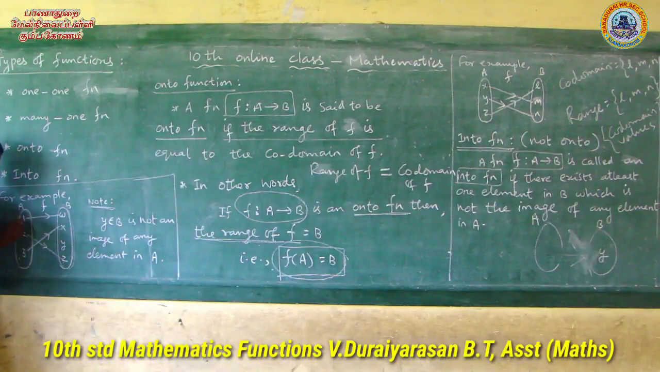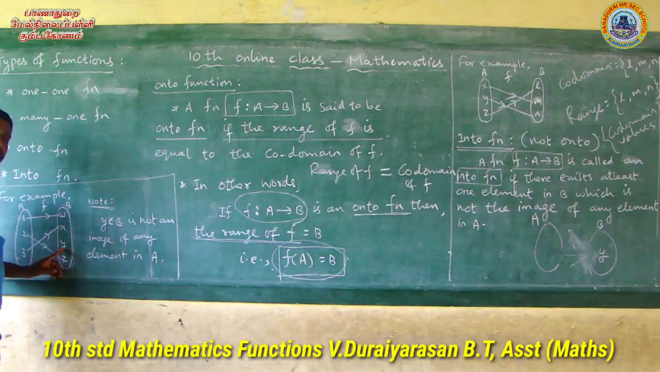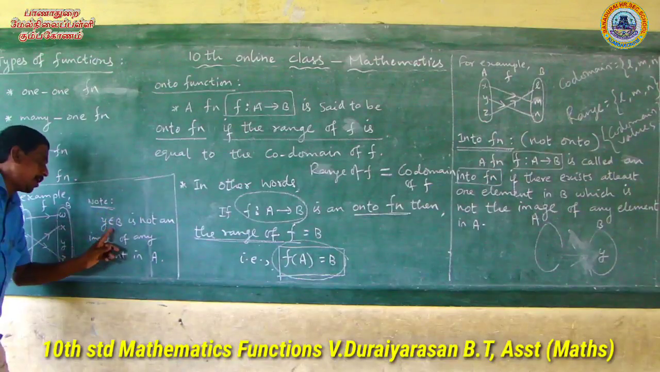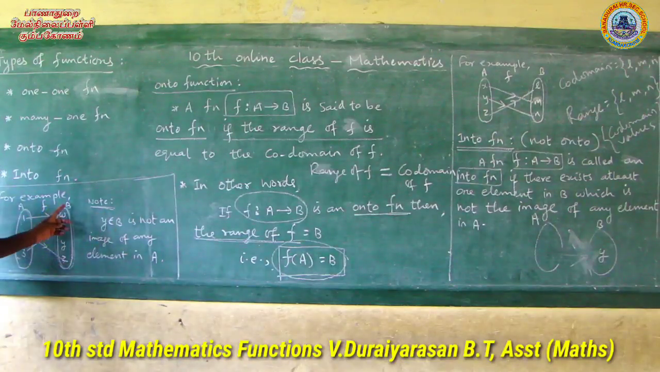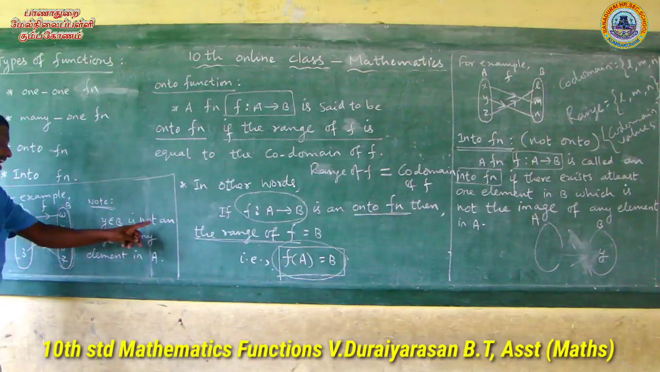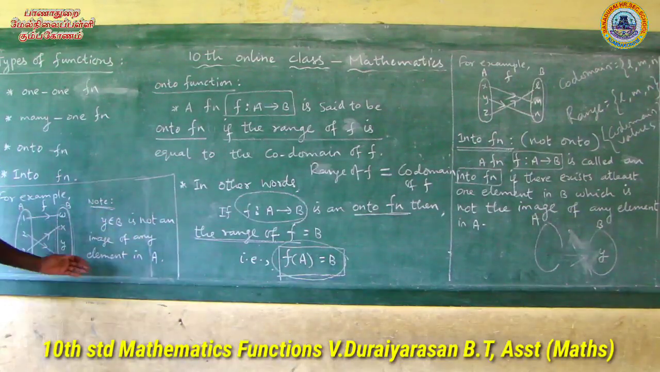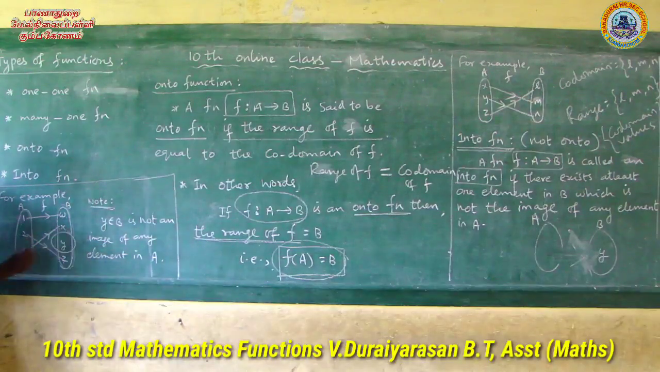W is also connected with 1. X is also connected with 3. Z is also connected with 2, but not Y. Y belongs to B, but it is not an image of any element in A. Y is not an image of any element within A.